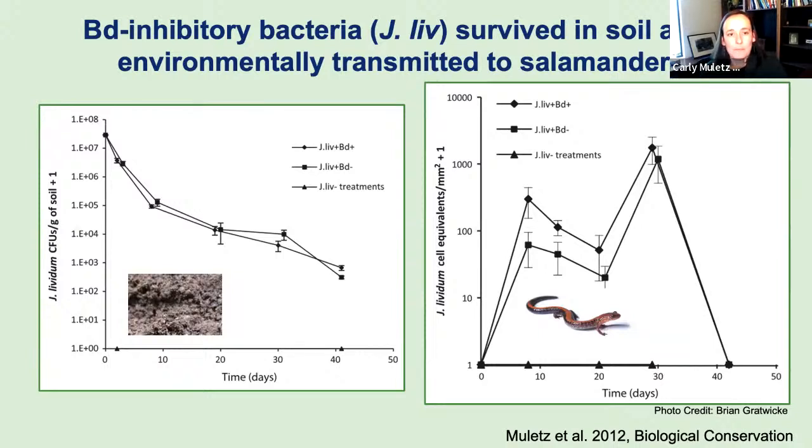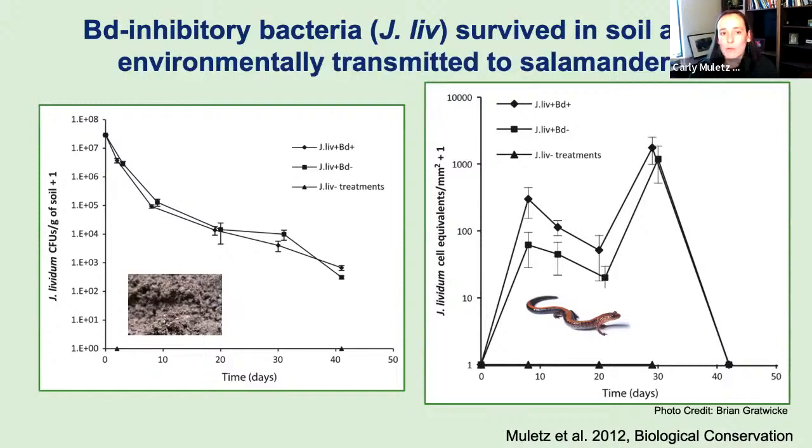We showed that Bd-inhibitory bacteria, J-liv, survived in soil. So here's this first image where we have the two J-liv plus treatments. We made this bacteria antibiotic resistant so that we could culture it on petri dishes. So these are colony forming units, so we could culture it on selective media. And this is how much J-liv that we knew we put into the soil would come back out. And the ones that didn't have J-liv, the control terrariums, did not have J-liv.